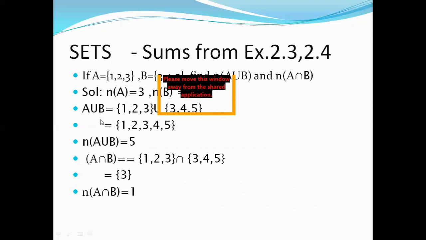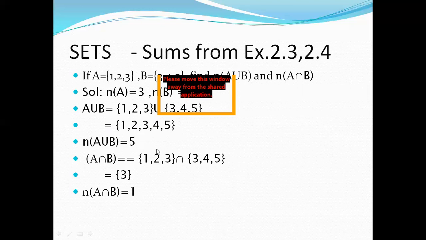Now see here, let us first find A union B. A is {1, 2, 3} union B is {3, 4, 5}. You know that union means you must write all the elements of both the sets in a proper order. Repeated elements you write only one time. That means 3 is repeated, so you write it only one time: {1, 2, 3, 4, 5}. This is A union B. So how many elements are there in A union B? 5 elements. So we represent that as n of A union B is equal to 5. Like this, you must do the sum.